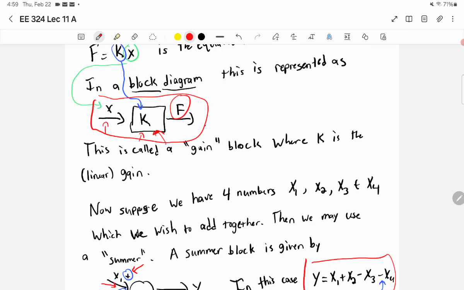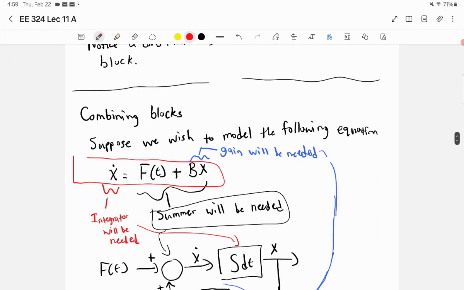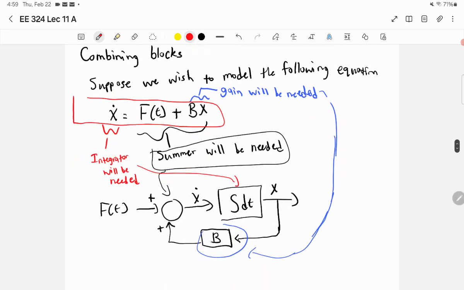And that meant that we multiply x, right? So whatever's coming in as an input is going to get multiplied by that k. In this case, we're going to do the same thing, but it's going to be multiplied by that b. So you can see it coming down here. We can see that we're multiplying x by b, but we have to get to x, right? Because now we have an x dot.